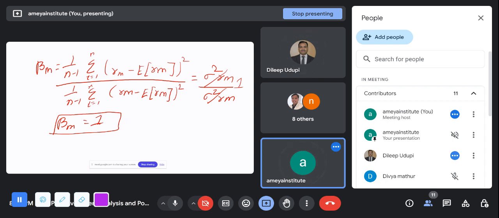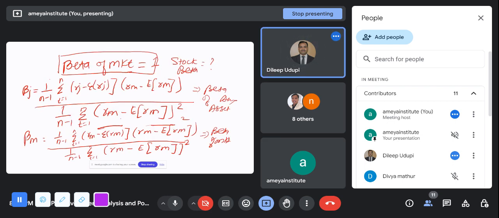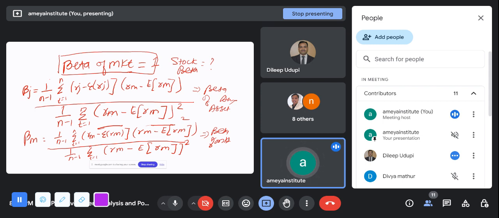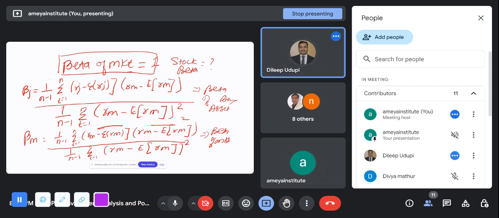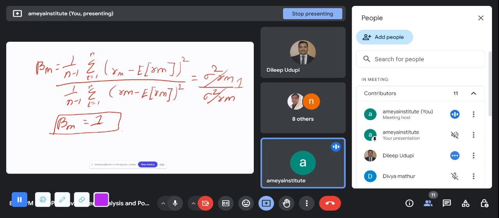Is it clear? Others, are you able to follow this one? It is a little bit mathematical. That's why I told you in the beginning, CAPM and other such models are purely based on maths and logic. How do we derive this formula? In the classroom we were taught that beta of market should always be taken as one, but there is a logic behind this. Is it understandable, what we derived in this formula? Yes, sir.